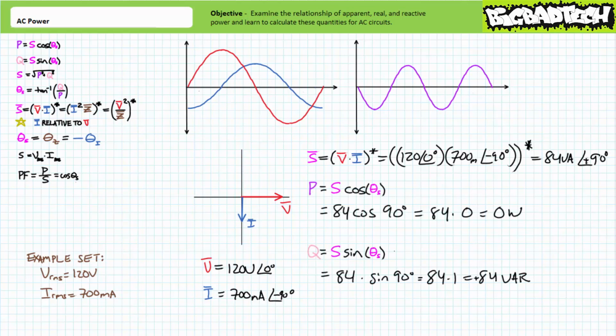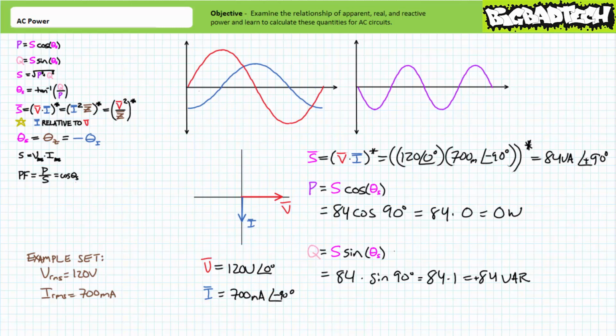As previously, we can resolve apparent power into real and reactive components. P equals S times cosine theta S. Substituting in our given values yields a real power figure of 0 watts. Given the power waveform is zero-centered, this is to be expected. Power consists solely of a cyclical interchange of positive and negative power, and the average is 0.